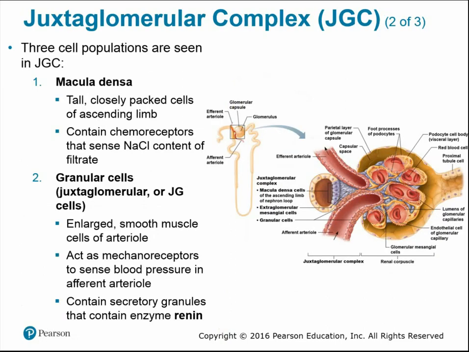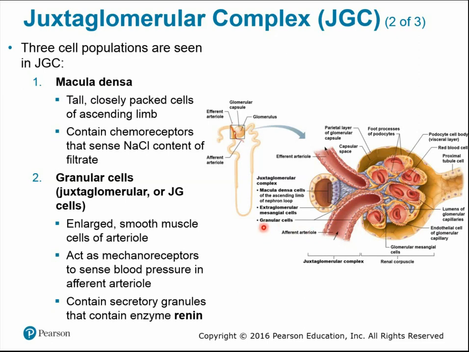There are three types of cells found within the juxtaglomerular complex. The macula densa cells are part of the ascending limb of the nephron loop, shown here in the purple around the edge. They contain chemoreceptors that monitor the sodium chloride, or salt, content of the filtrate to make sure we're not losing too much sodium or absorbing too much sodium. The granular cells, sometimes called juxtaglomerular or JG cells, are smooth muscle found in the afferent arteriole. These act as mechano or stretch receptors.